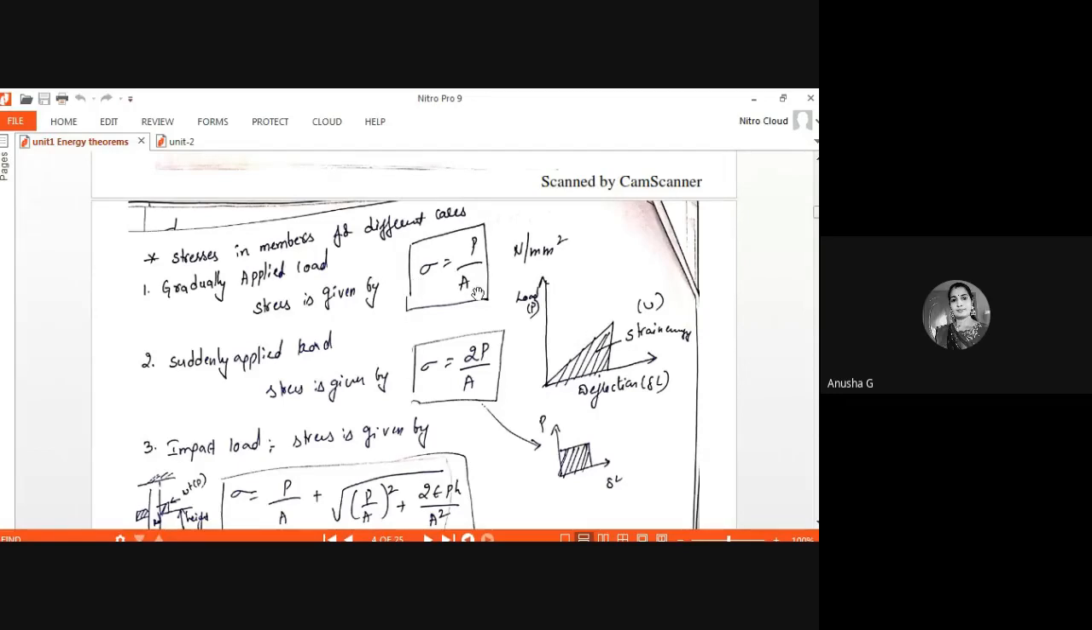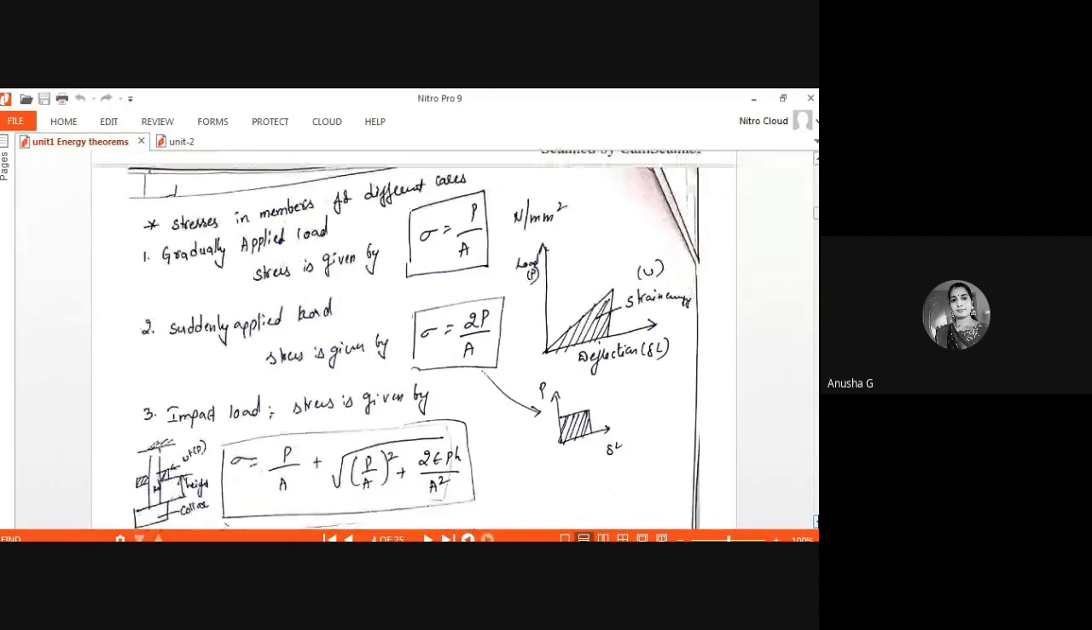If we are applying a sudden load, means instead of 1 kilonewton, I am applying 2 kilonewton or 10 kilonewton, then my formula for a suddenly applied load, observing this diagram, is that P changes to double, 2P by A. Stress for a gradually applied load is P by A. Stress for a suddenly applied load is 2P by A. Whatever load you are applying will be 2 times. Even if you are applying 10 times, the formula is 2P by A only.